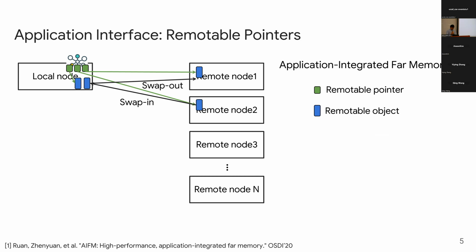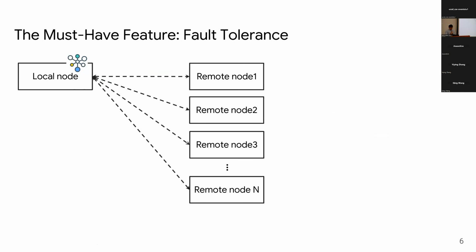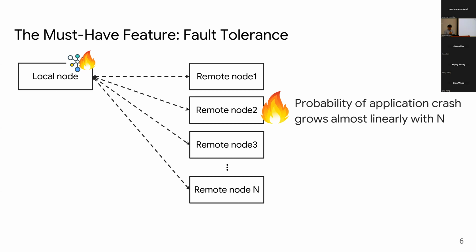However, one practical problem is, what if the remote node fails? So let's assume that the remote node 2 fails. Then the application data on that node will be lost, right? This would cause severe trouble or even crashes to the running applications on the local node. So essentially, the probability of application crash will grow almost linearly as the number of remote nodes increases. Therefore, we argue that any practical far memory system must tolerate remote node failures. So that's the main theme of this talk.